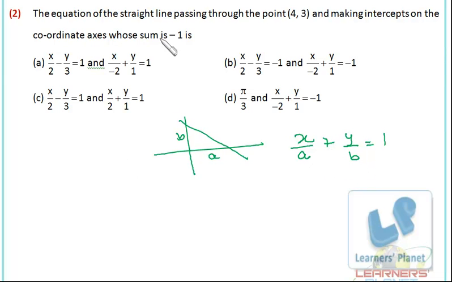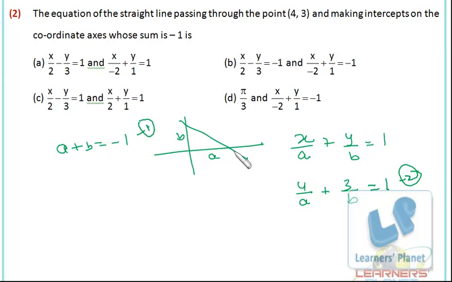And sum of intercept is given as minus 1. That means a plus b is equal to minus 1. Apart from that, this line passes through point 4, 3. So instead of x and y, we can put 4 and 3 respectively, right? So 4 upon a plus 3 by b is equal to 1. So this is the one relation, this is the second relation. Apart from that, this is point a0 and this is point 0b.